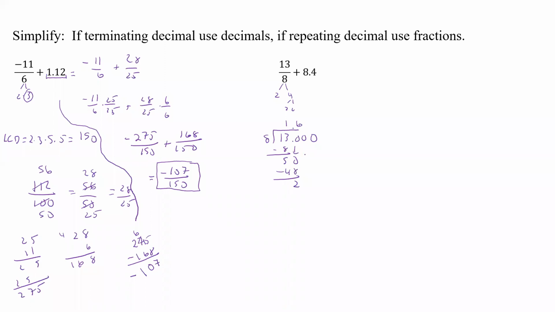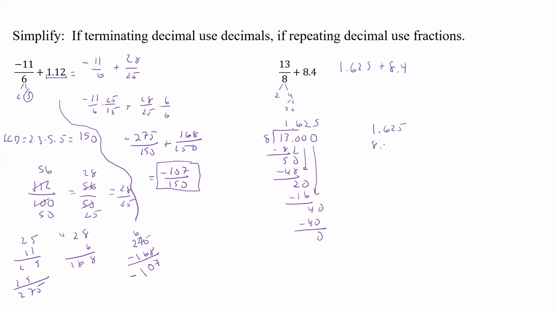Subtract that, that's 2. Bring down another 0. That's going to be 2, so that's going to be 16. Subtract that, that's 4. Bring down another 0. Looks like I put the right number of zeros for once. Now 8 times 5, that's going to be 40. Subtract that, that's 0. So what we have is 1.625 plus 8.4.